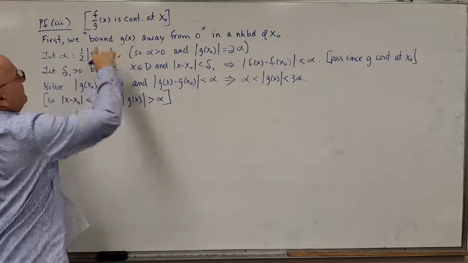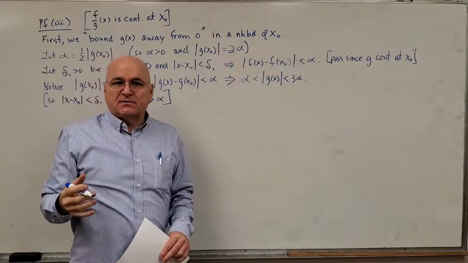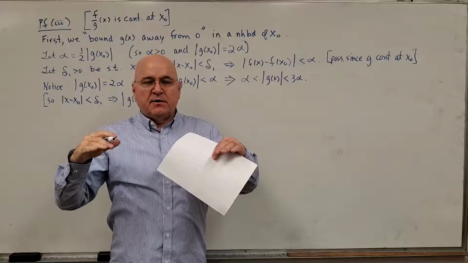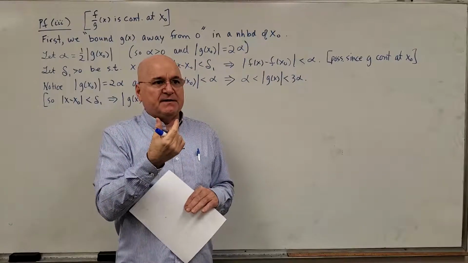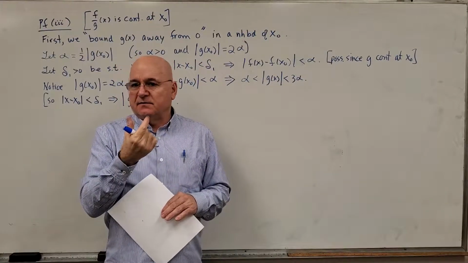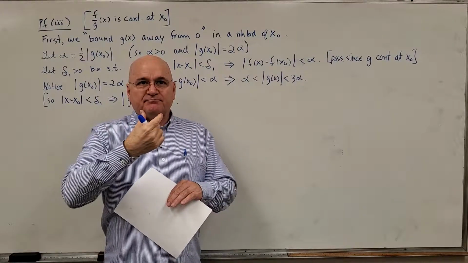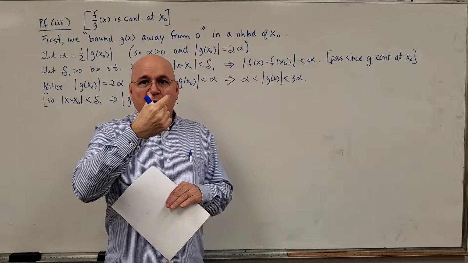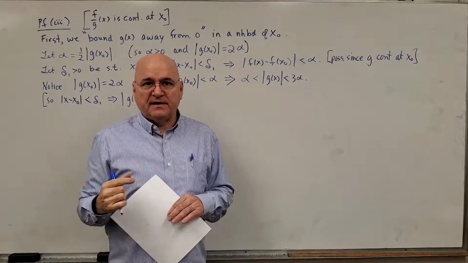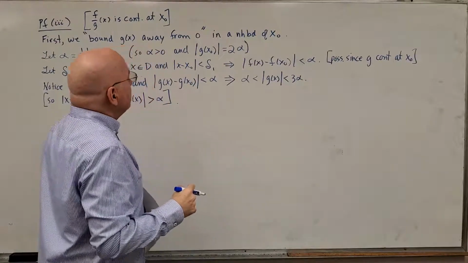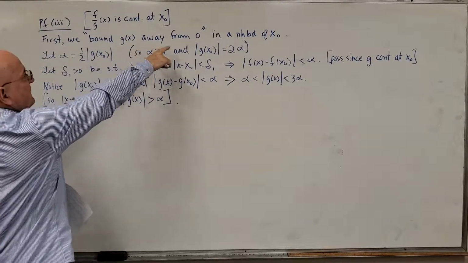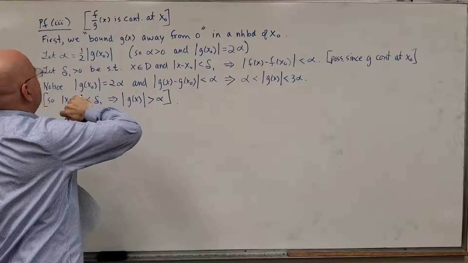Well, we know that g of x naught is not equal to 0. So what we're going to do is initially bound the function away from 0. We're going to find a little interval around x naught where it's either completely above the x-axis, all positive, or completely below the x-axis, all negative. Okay, so bound g of x away from 0 in a neighborhood of x naught.